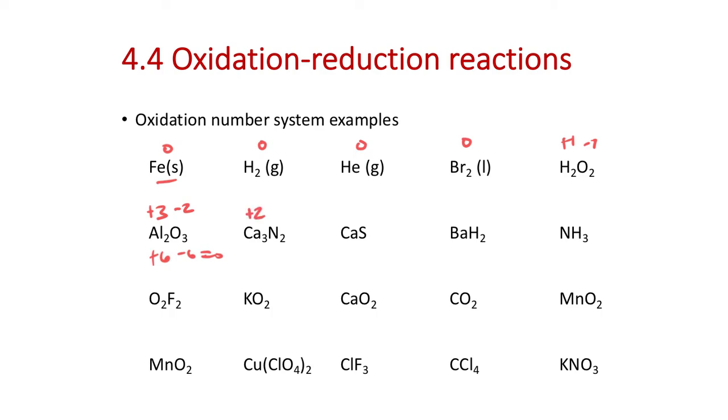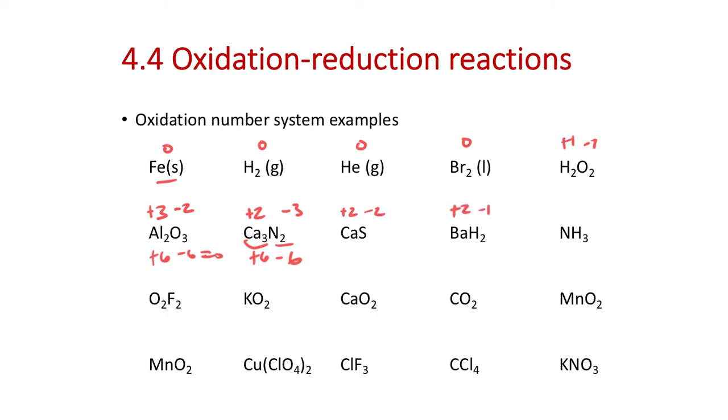Calcium nitride, we know calcium should be +2. In fact, we may not know this is a nitride, but once we double check our charges, +6, -6 for the two N's, so -3, so N is -3, nitride. Then +2, -2, calcium sulfide, just in the oxygen group. Barium hydride, like calcium hydride, barium's an alkaline.